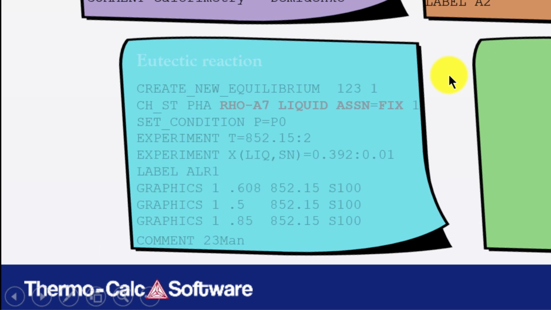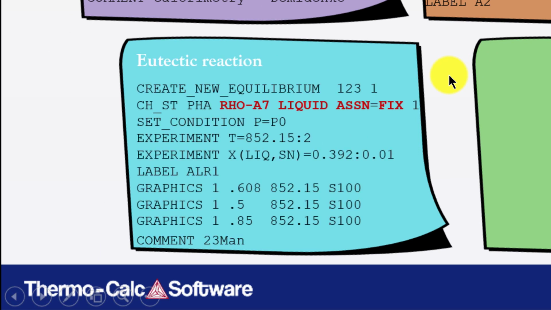In the next block, entering a eutectic reaction is shown. In this case, all three phases involved in such a reaction need to be fixed. They are rhombohedral, liquid, and arsenic tin. This reduces the degrees of freedom to 1. Therefore, only one condition is required to be set.